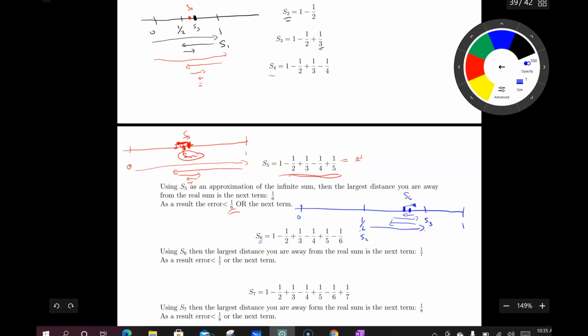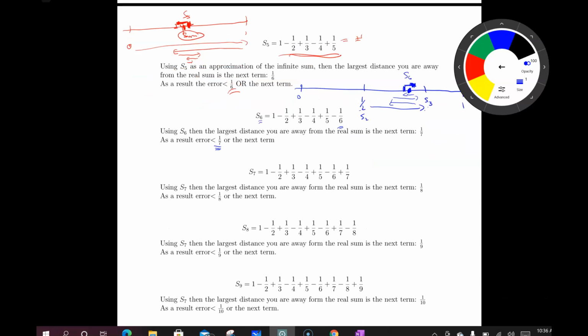But I know right in here would be the sum, right? If this is S sub 6, the next thing I would add on would be the 1/7, and that would be this distance here. So since the sum is right in here, farthest away, the error would be 1/7. That would be the farthest away I could be from the real sum, which is somewhere in between.